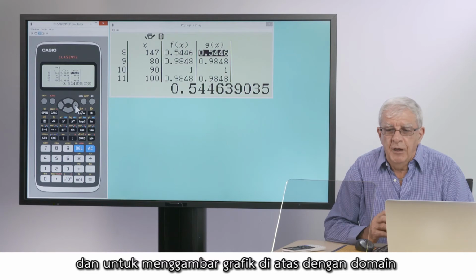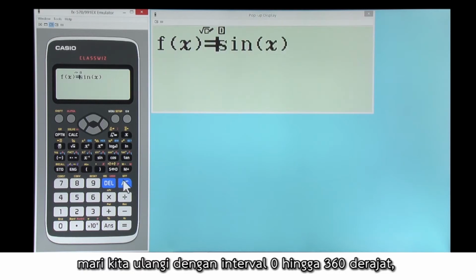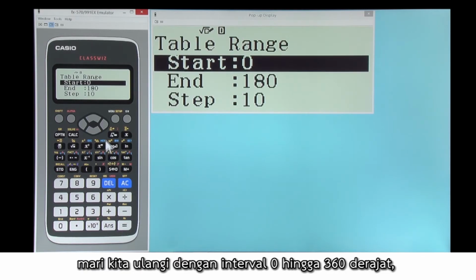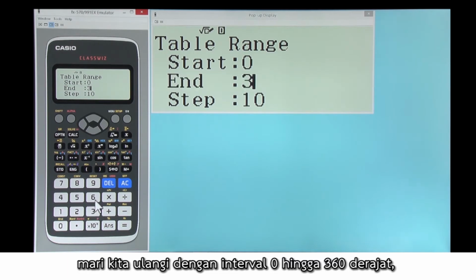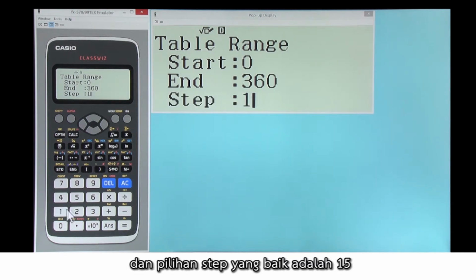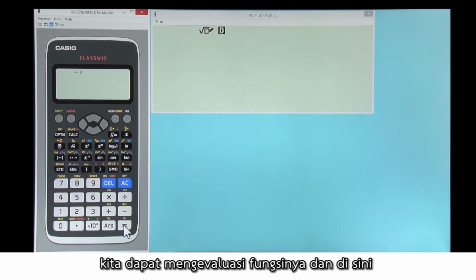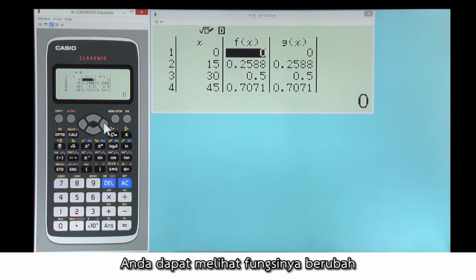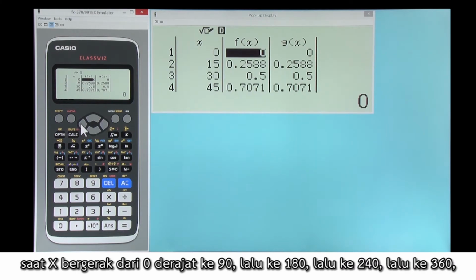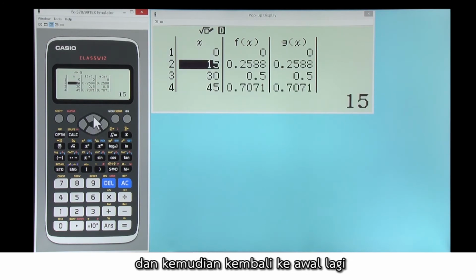And to draw a graph over a domain from, say, 0 to 360 degrees, let's go back here and say 0 to 360 degrees. You need to choose carefully the step so that the table parameters are not exceeded, and a good choice would be 15 in this case. Every 15 degrees we can evaluate the function. And here you can see the function changing as x goes from 0 degrees up to 90 to 180 to 240 to 360, and then back to the start again.